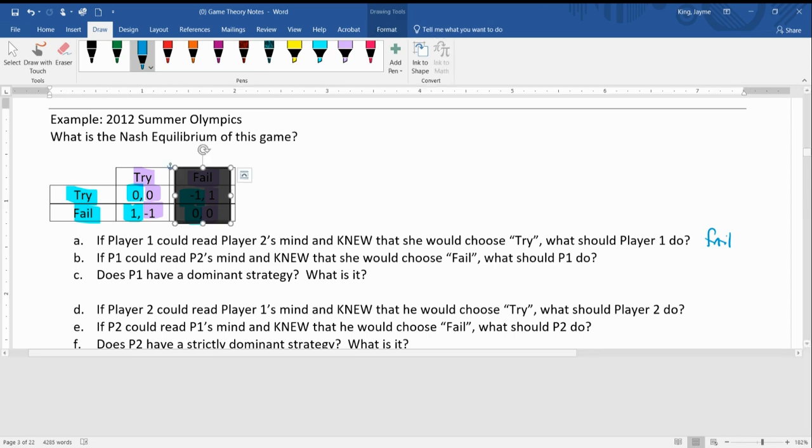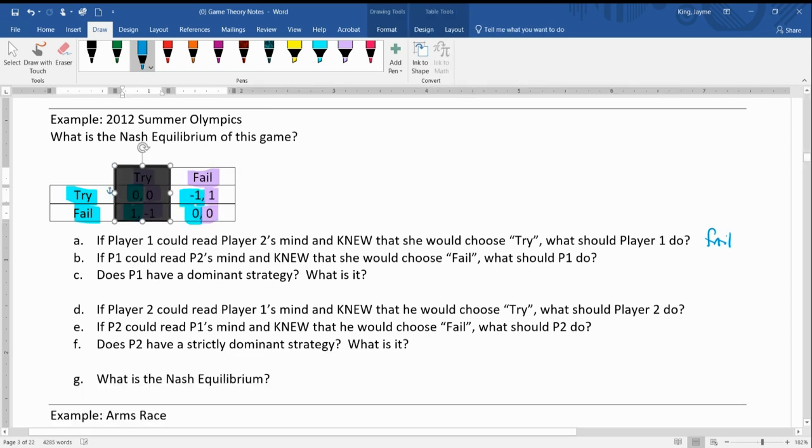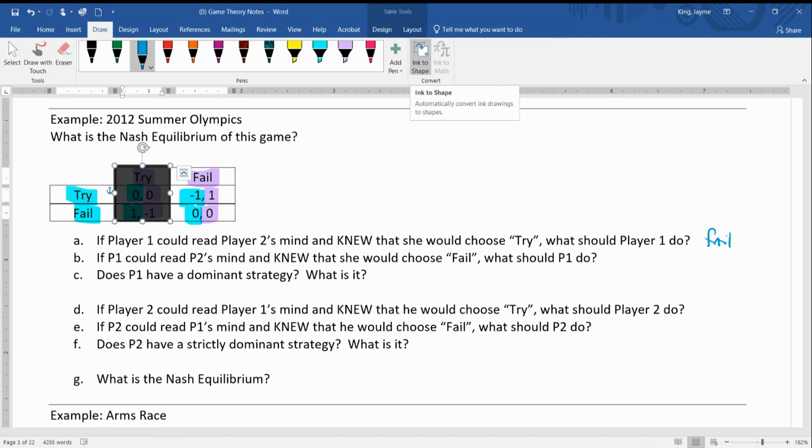Okay, what if you knew that they were going to do the other thing? Then what should you do? Well, my options here, again, purple, I don't care what purple's numbers are because I can't see purple's other option. It's covered up. All I care about is the blue options because I can see both of those. So 0 versus -1, 0 is better. So failing again is the better outcome, which makes failing my dominant strategy.